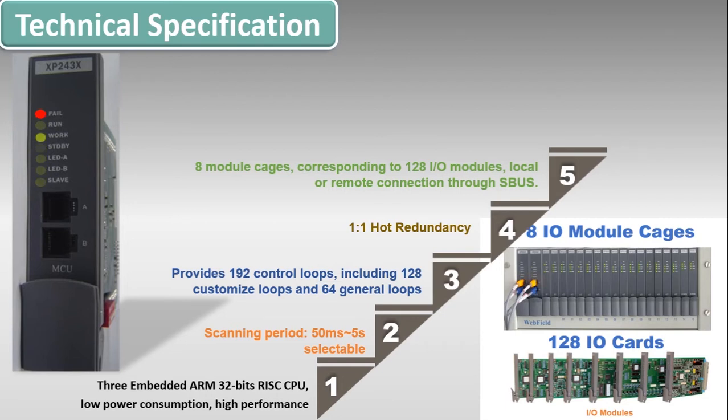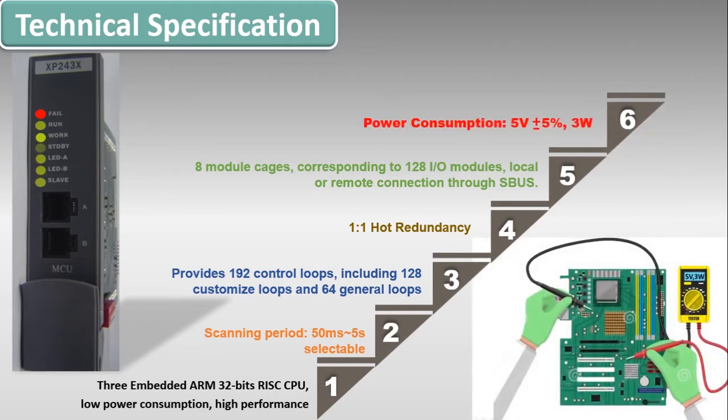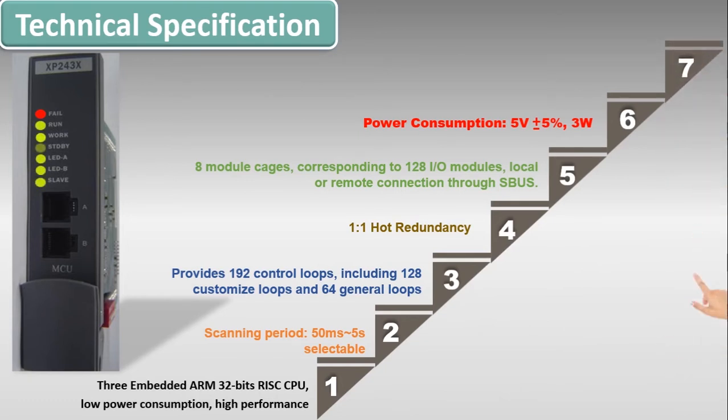A controller can support up to 8 module cages and 128 I/O modules, which can be connected locally or remotely through S-Bus with the controller. As the controller is a low power consumption, high performance controller, the power consumption of the controller is 3 watt only. The controller can support up to 2048 digital input and digital output signals, 512 analog input and 192 analog output signals.